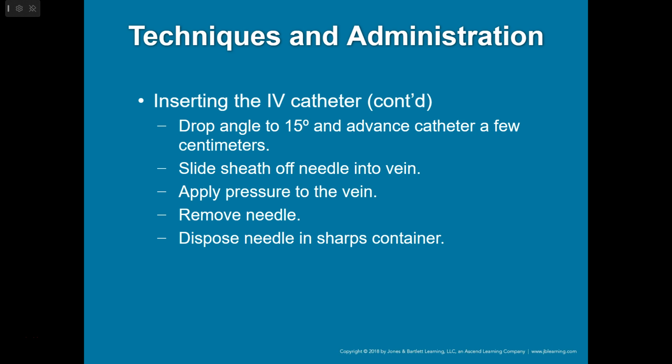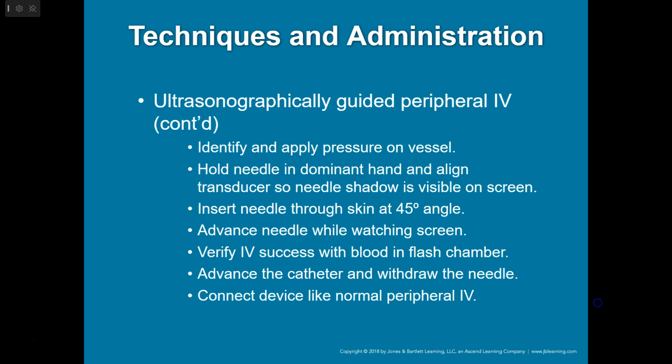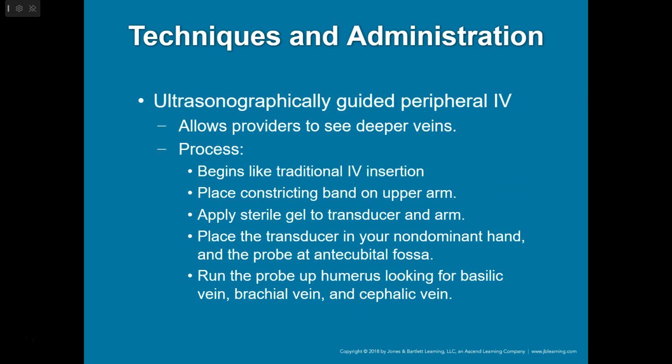Just know this is kind of the basics of how you're going to start it. Apply pressure to the vein, as I use my other finger here to show you how to occlude. You're going to occlude that vein so that whenever you take that needle off, it doesn't start spurting blood out. Remove the needle, dispose of that in a sharps container. Another way, if you need to, is the light or the ultrasonograph to help visualize the IV sites of those veins a little bit easier. It allows you to see those deeper veins.